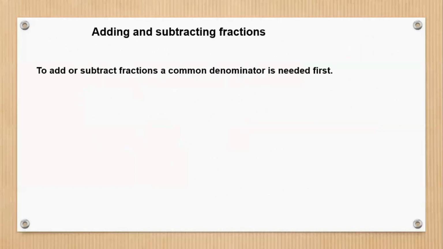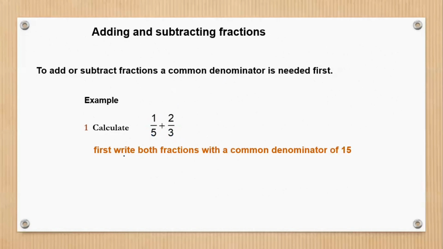Adding and subtracting fractions. To add and subtract, remember the denominator has to be the same. So we convert them into like fractions. That means we find the LCM of the denominators. So let us take an example, 1 by 5 and 2 by 3. The LCM of 5 and 3, both are prime numbers, is their product, which is 15. Now we write both the fractions with a common denominator 15.